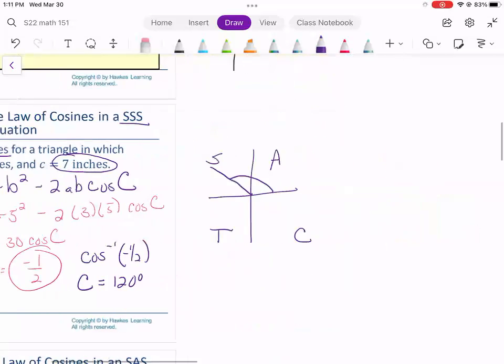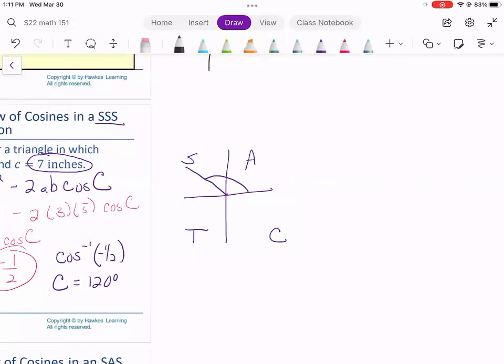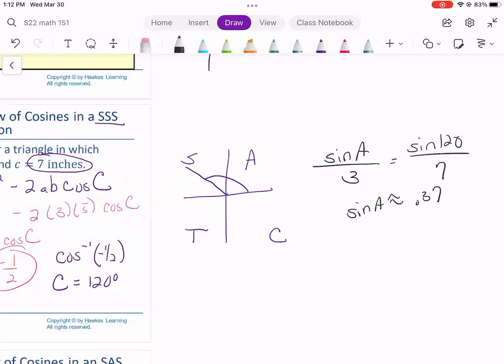Once we know angle C, we can then use either the law of sines or the law of cosines to determine A or B. I'm going to use the law of sines. I know the sine of A divided by 3 is going to be the sine of 120 divided by 7. So I get that the sine of A is approximately 0.37. Using the inverse function on my calculator, I know that the angle A is going to be 21.79 degrees, and then I can subtract both from 180 to get B being 38.21 degrees.